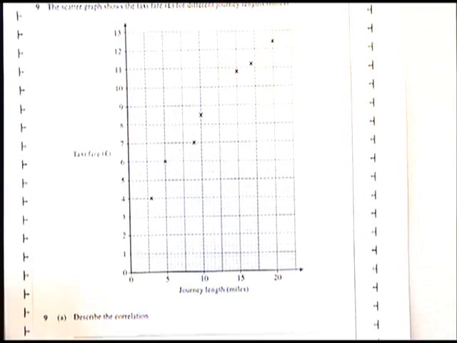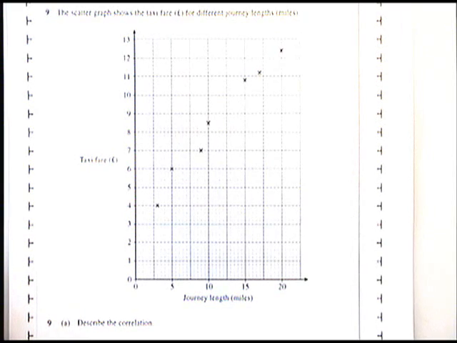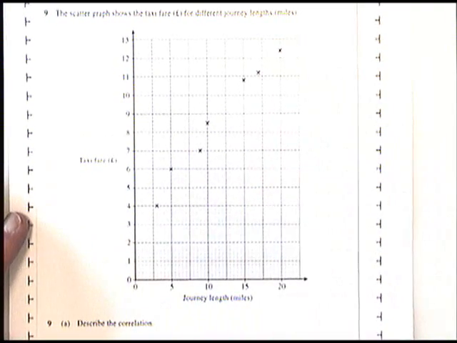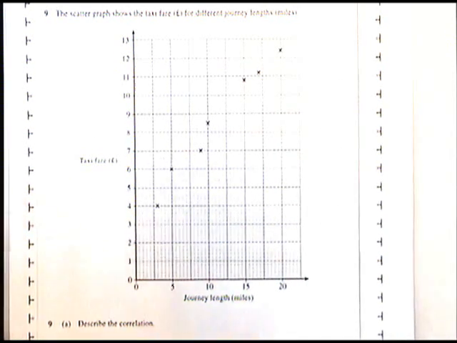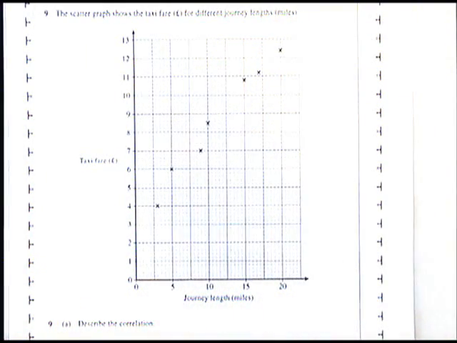This is question 9 from the Mod 1 Foundation paper from November 2008. It's part of the second section of the paper, no calculator allowed. It's about a scatter diagram, which is given to you in the exam paper, and you've got to describe the correlation. There's 1 mark available for this, so they're looking just for one key thing.